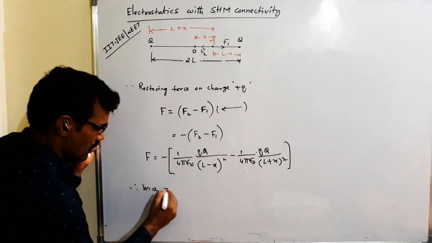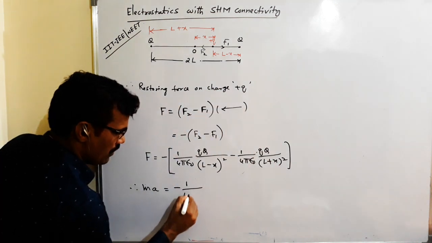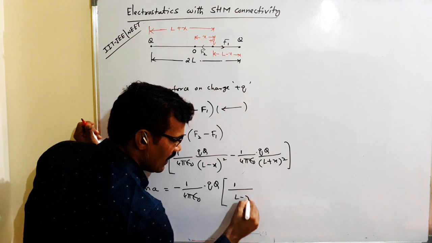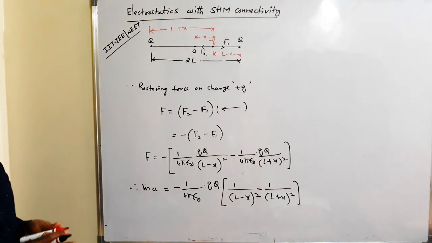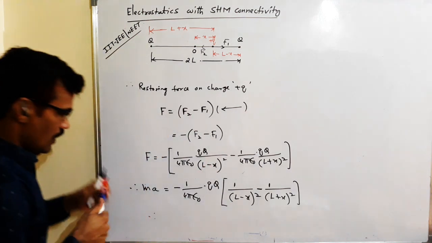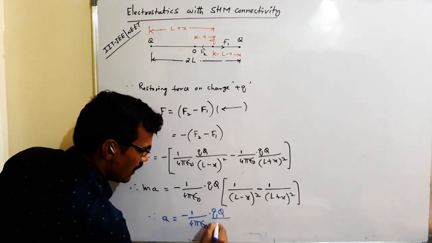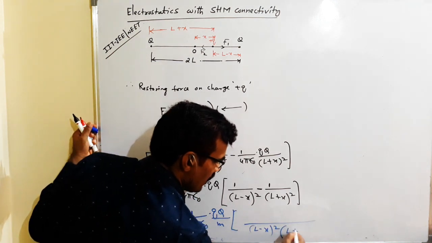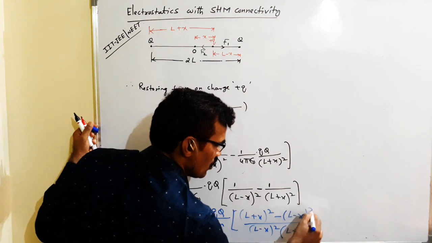So ma is equal to minus, taking common 1 by 4 pi epsilon naught Qq, the remaining is 1 by L minus x whole square minus 1 by L plus x whole square. Yes. Okay. Next, students, taking m to that side, therefore a is equal to minus 1 by 4 pi epsilon naught Qq by m into, take LCM. LCM is L minus x whole square into L plus x whole square. The numerator remains L plus x whole square minus L minus x whole square.